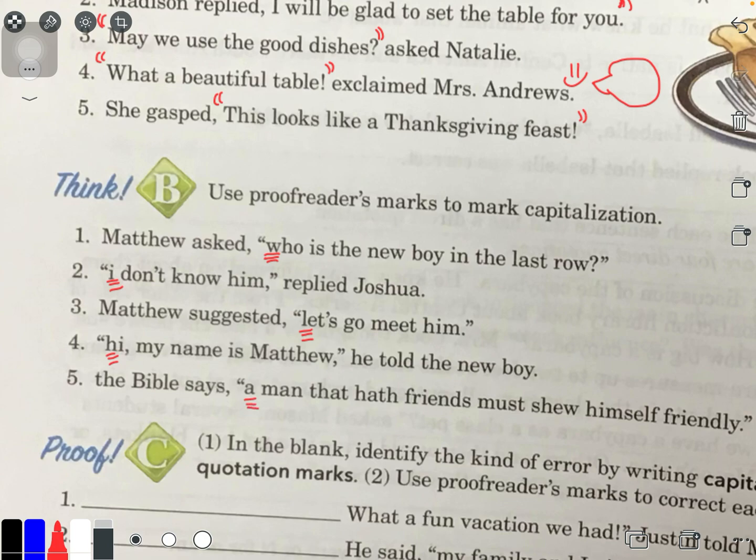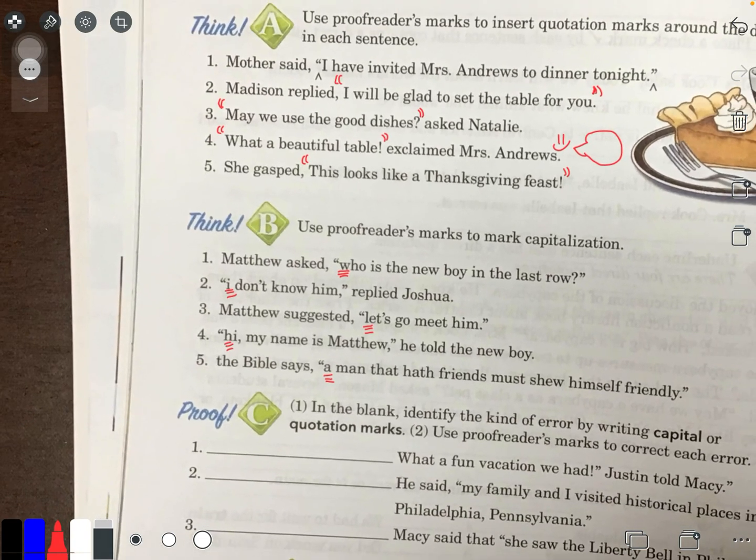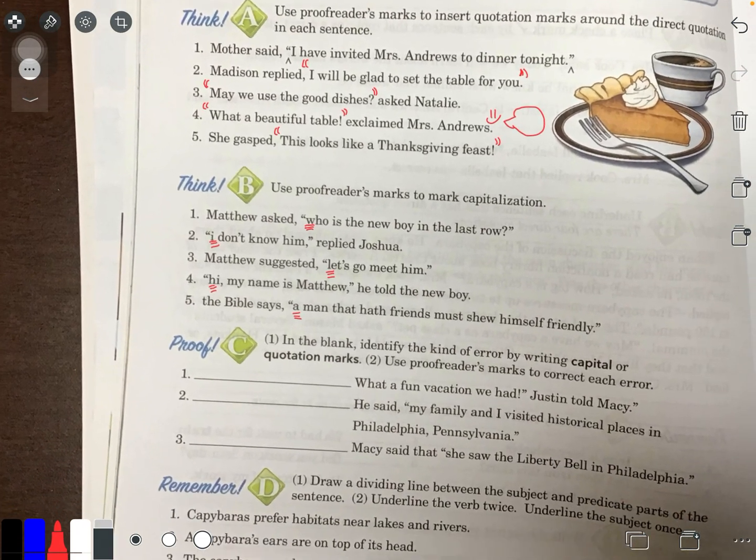All right, how'd you do? Good level 5 thinking. Remember, you can always pause the video if you need to slow down.